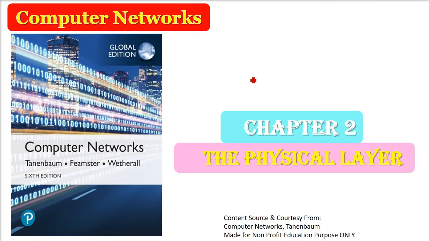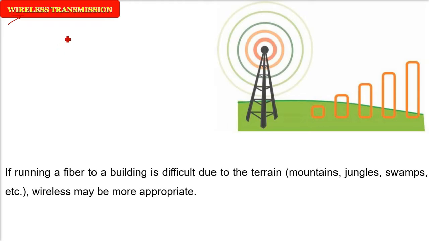In computer networks, we are taking chapter number 2, the physical layer. Wireless transmission. Wireless means there will be no wire, fiber optic, coaxial, twisted, nothing. Transmission means sending and receiving the data, information, bits, waveforms.